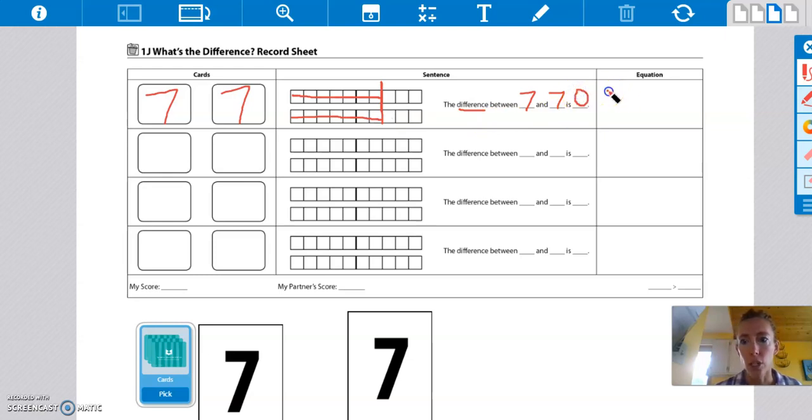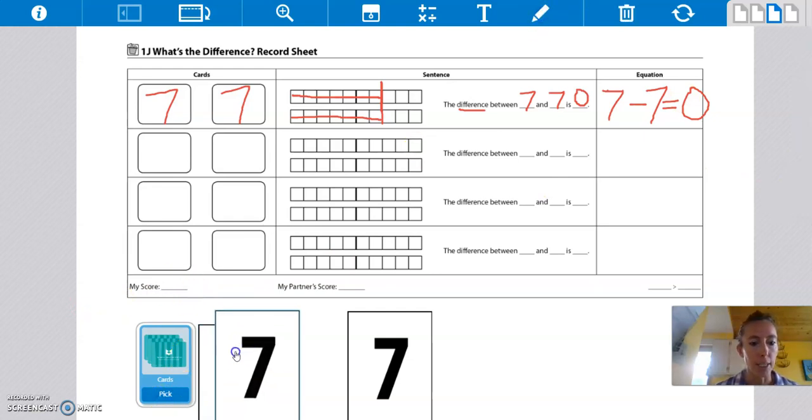So what's the equation? The difference, that's subtraction, between 7 and 7 is 0. So my score right now is 0. As I told you, that's not very good. I want to get a difference that's really, really big. All right, so let me try this again for round number 2, because I don't want my score to be 0.